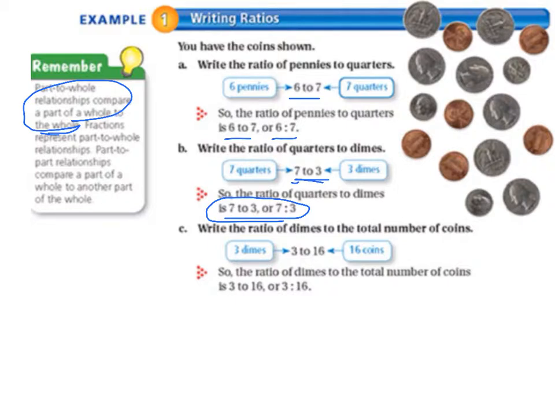Write the ratio of dimes to the total number of coins. So 3 dimes, and there are 16 coins, so our ratio is 3 to 16. So the ratio of dimes to the total number of coins is 3 to 16.